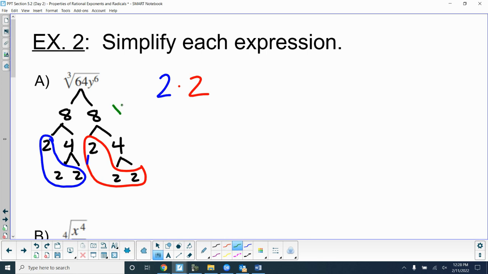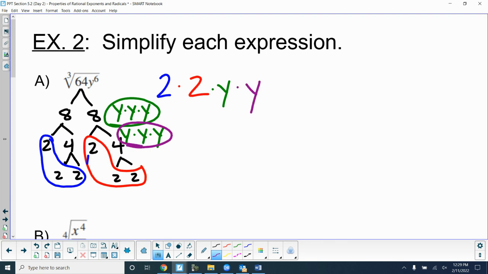For the Y's. Isn't that what y to the 6 means? Why did I put them in that way? Because I want them in groups of 3. That's why I did it. If it was 4th root, I'd put them in groups of 4. Does that make sense? I should have done a different color for each. But for this group, what comes out? A Y. For this group, what comes out? A Y. Okay? So what's our answer? I heard somebody say it. 4y squared. Make sense?